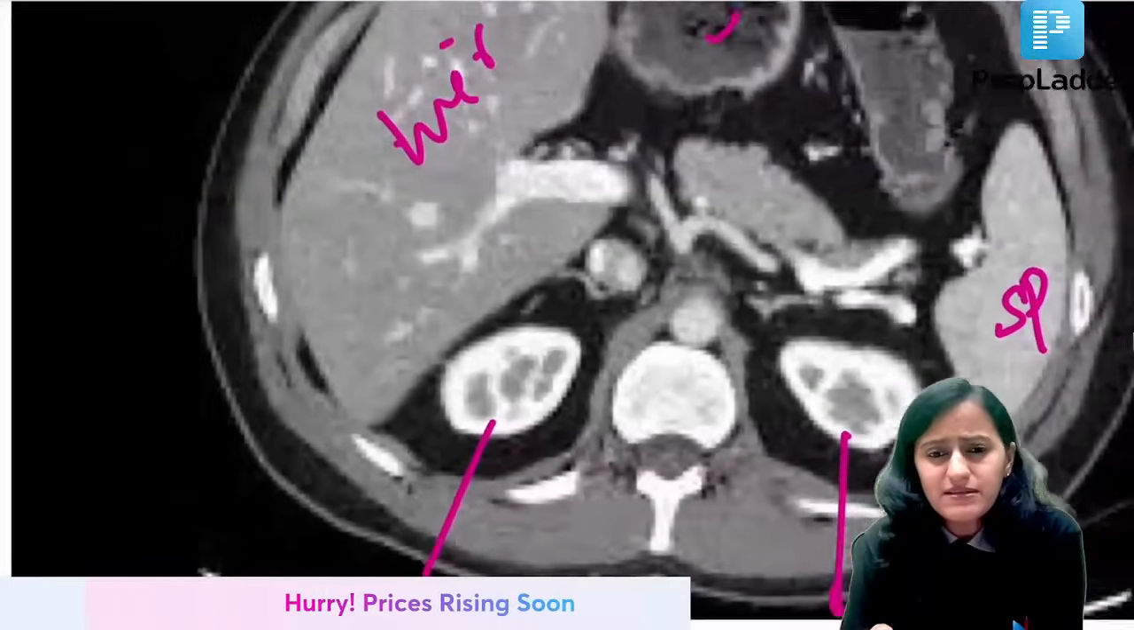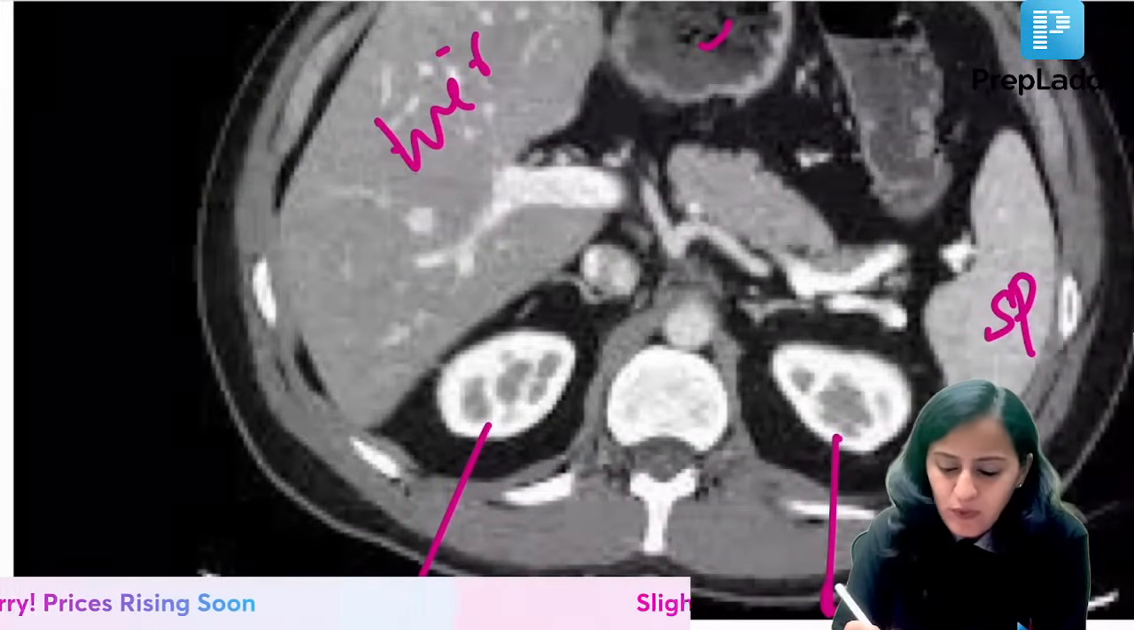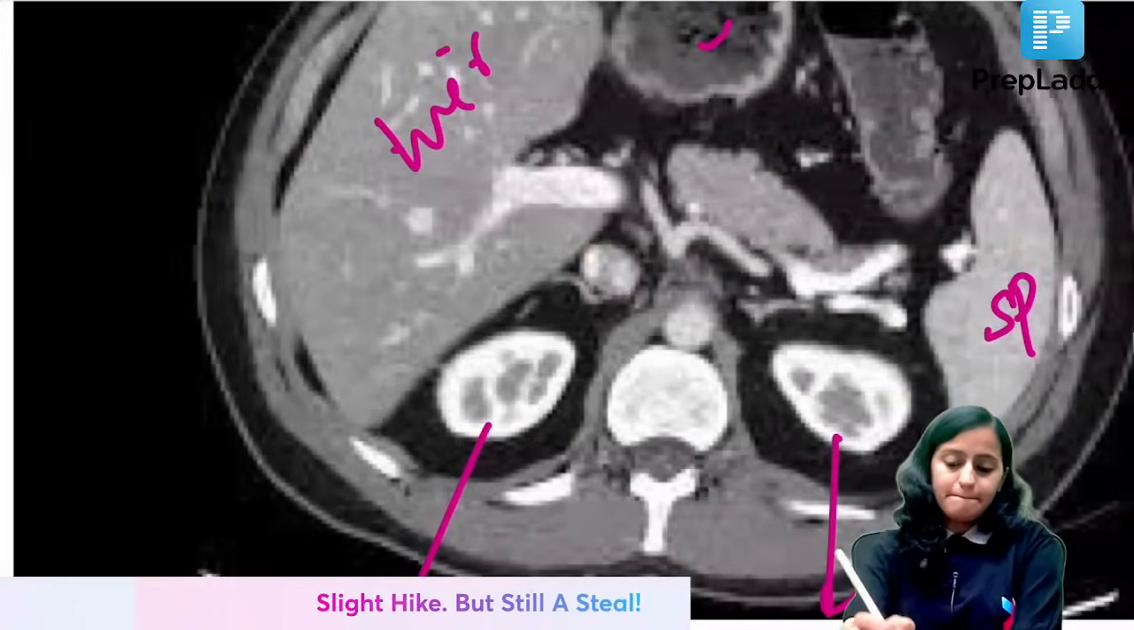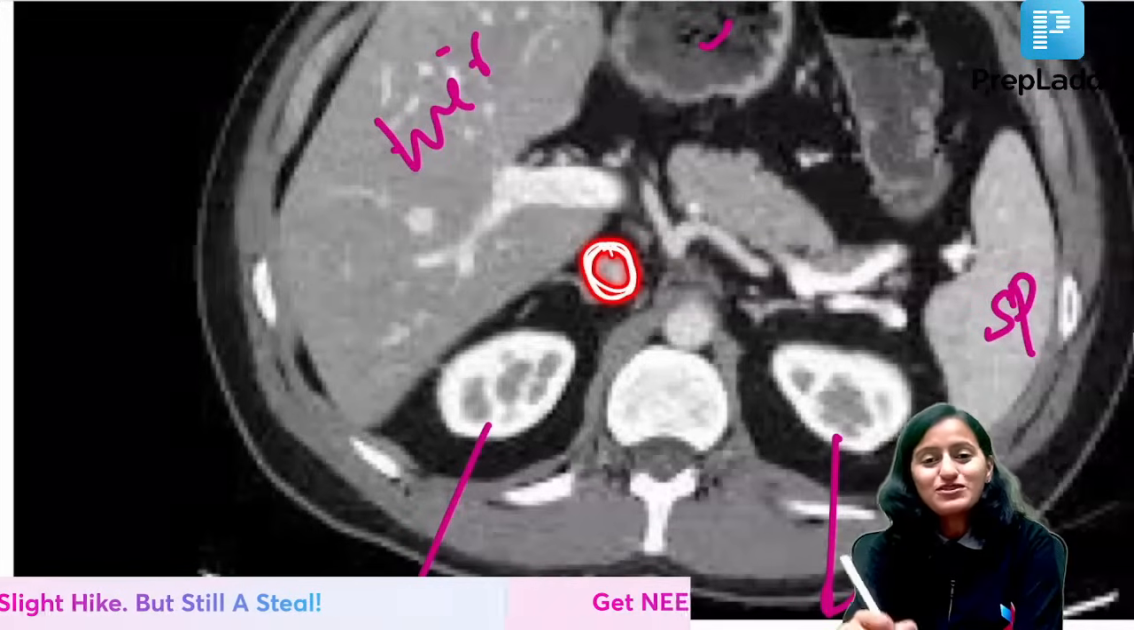Two more important things here in this image. What is this structure here? Let's see who gets this right. What do you think is this structure here?